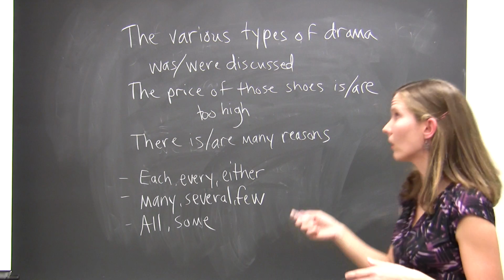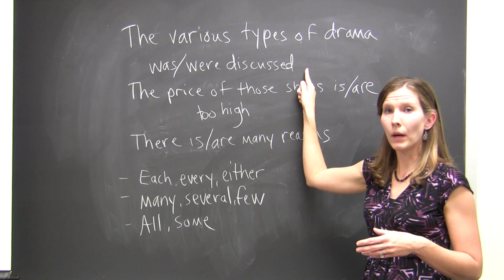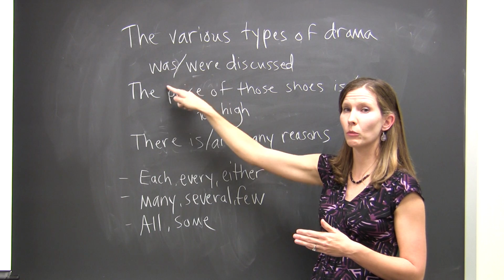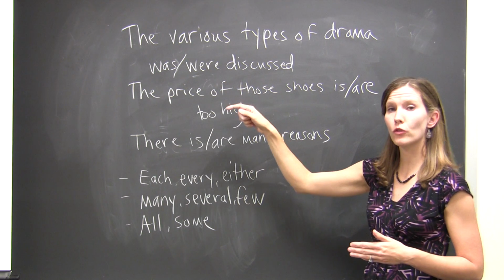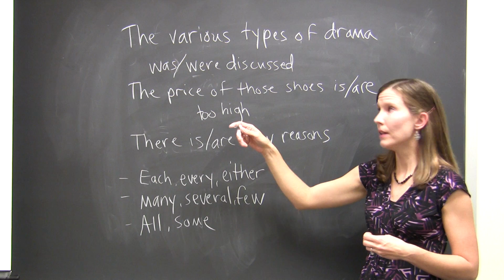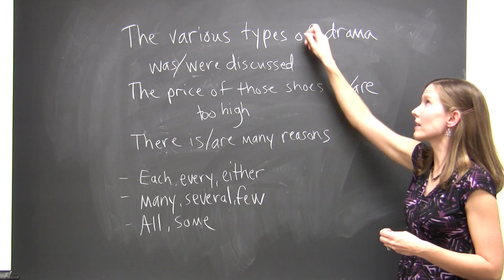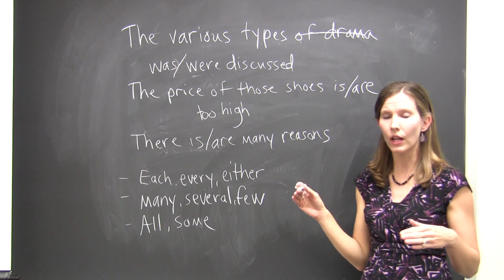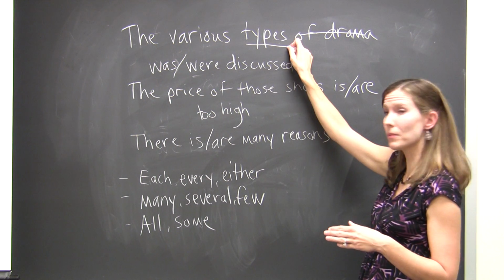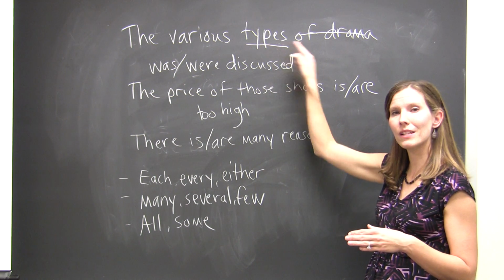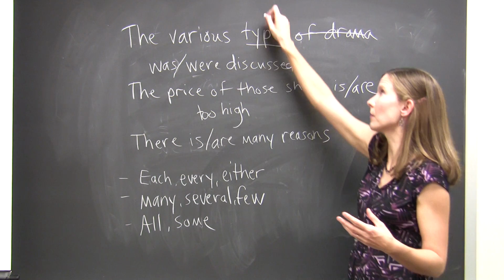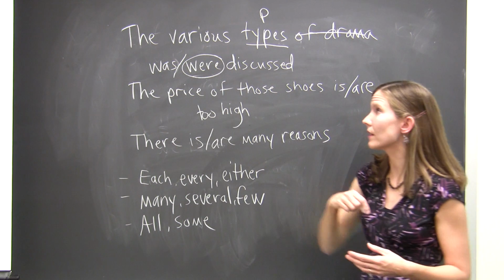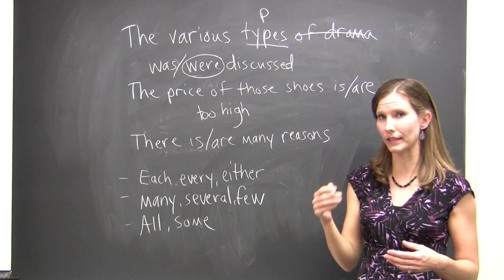So look at this example. The various types of drama was or were. Singular verb ends in S, plural verb. I'm trying to determine which one I would use. The various types of drama were or was discussed. Now, my prepositional phrase is of drama. That is not going to be the subject of my sentence, so I'm going to cross it out. That means the subject is types. Types is a plural noun. It means more than one type. So I would choose the plural verb, which is were discussed. The various types of drama were discussed.